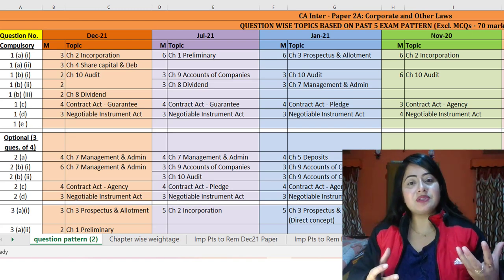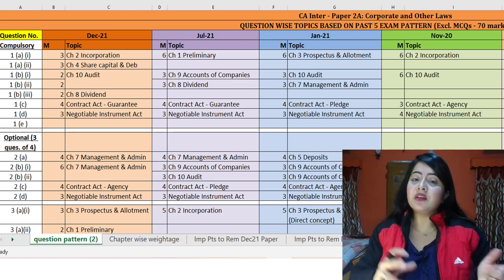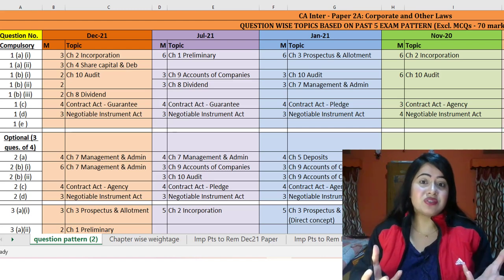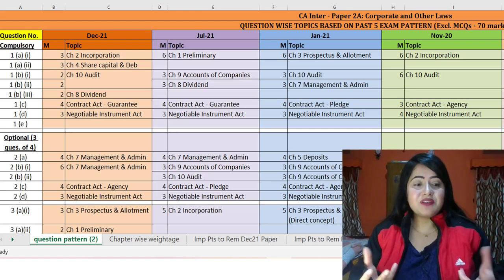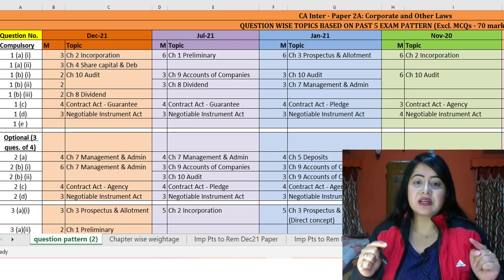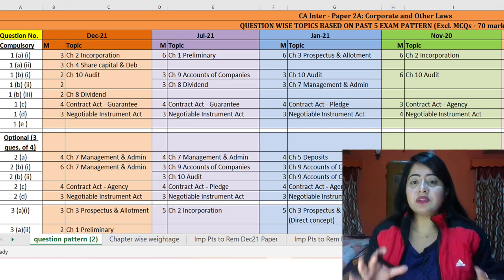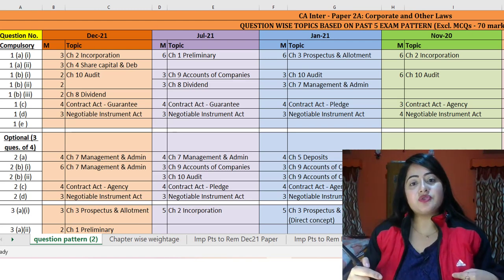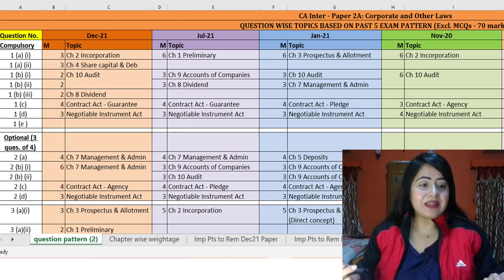If you have certain chapters that you really like that are strong, then you can attempt those questions first. But for that, you need to know which questions come for which chapters, right? So that is exactly what we are going to be discussing right now. We are discussing here the 70-mark portion, which is theory. It has 5 questions. The first one is compulsory. The next 4 questions are optional. You have to do any 3 of them.